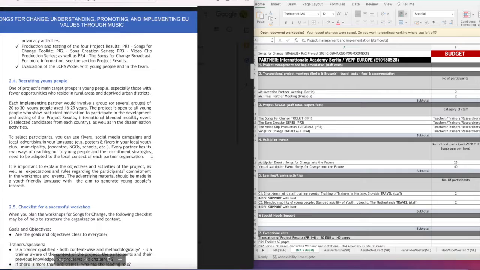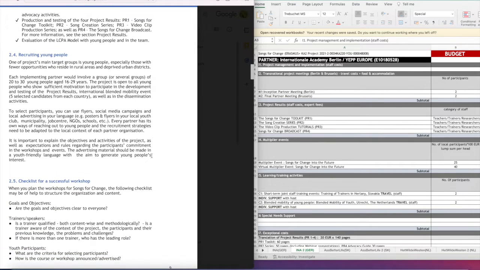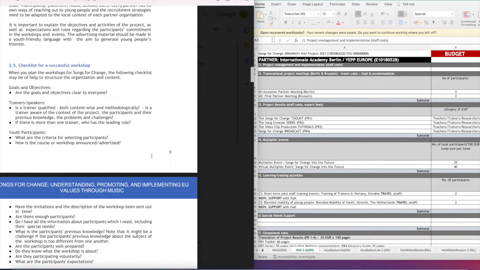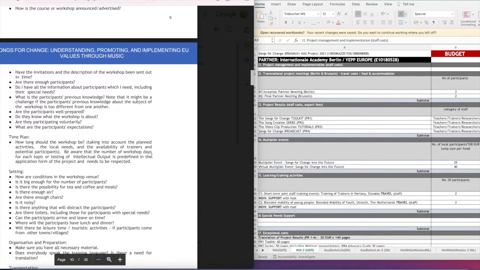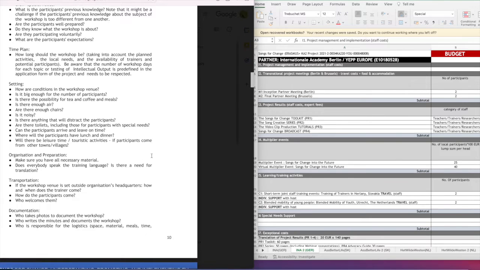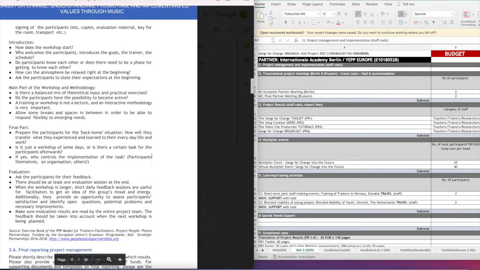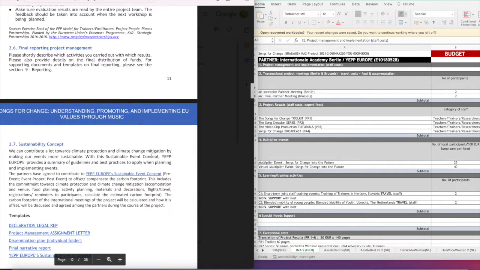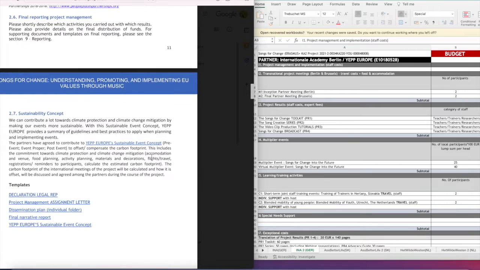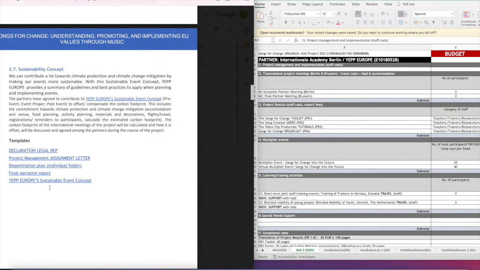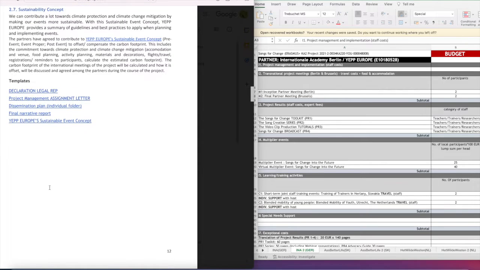So you see even here tips in terms of recruitment of young people for the projects, which is also part of project management. What does project management actually entail in terms of activities? Then you have in terms of reporting, what kind of documents to hand in. You have here the direct links to the templates, the documents we have prepared, which are actually just to be filled in by you. And it's these documents I will show you later how to fill in.